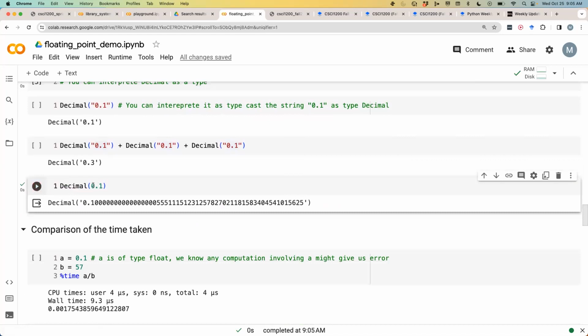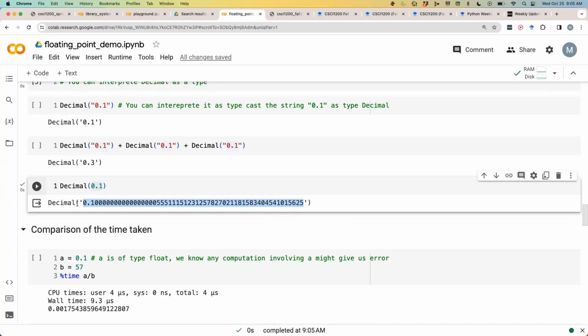You see, decimal 0.1, where 0.1 is a float. 0.1 is not a string, this is a float. So when 0.1 is stored in the computer, it's stored as this. That's why I say it's imprecise. 0.1 cannot be stored precisely as base 2. So when it's stored in base 2 with finitely many digits, it's stored as this number here, which is a number that is close to 0.1, but not exactly 0.1.